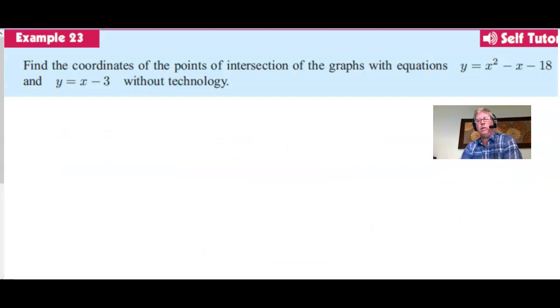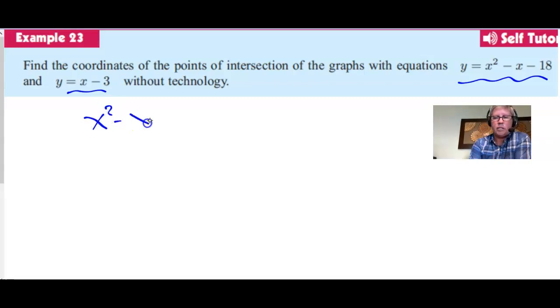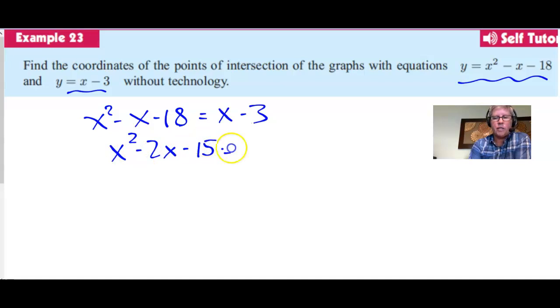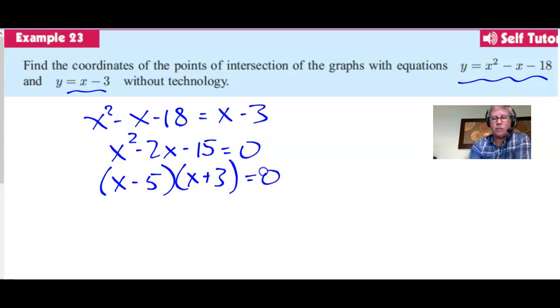Let's do our first example. We have a quadratic and we have a line, without technology. Of course, without technology. God, we don't want them to have all the fun. So we just set x squared minus x minus 18 equal to x minus 3. Do a little algebra. x squared minus 2x minus 15 equals 0. I think that factors nicely. (x minus 5)(x plus 3) equals 0. x equals 5, and x equals negative 3.